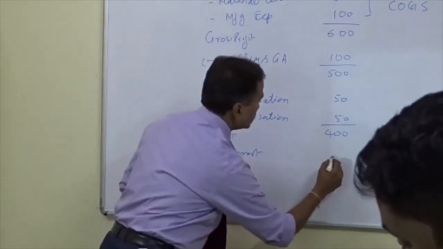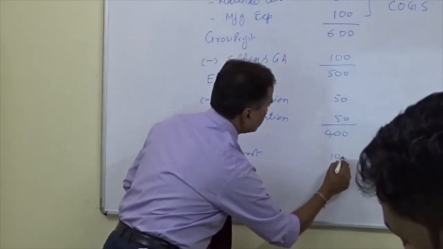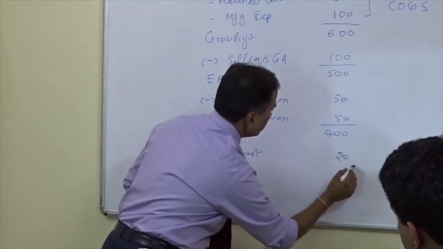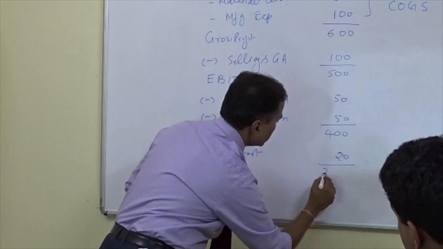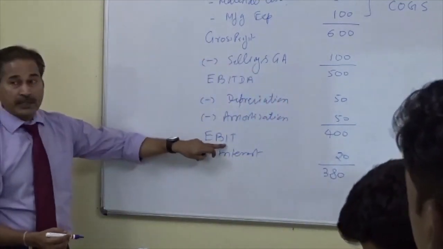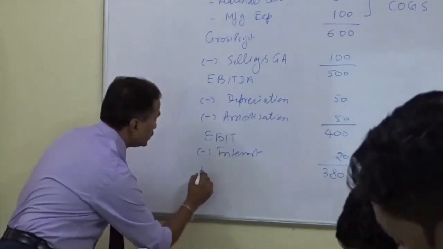Let's say that figure is 100. नहीं इतना ज़्यादा नहीं होना चाहिए. So let's say this figure is 20. So what you have here is 380. So अब again simple. EBIT में से क्या आपने निकाल दिया? I. So क्या बचा? EBT.